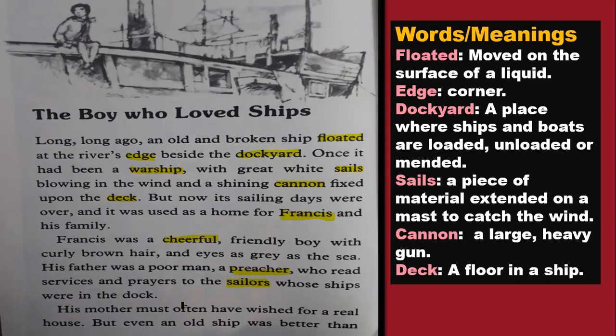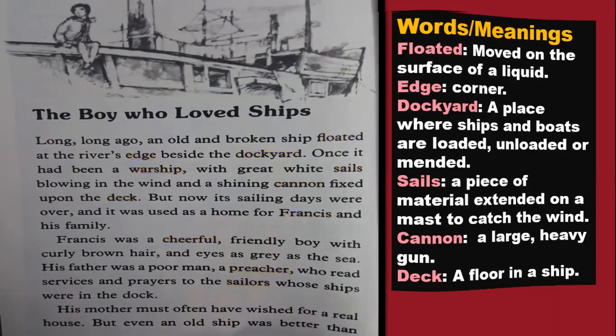So his mother must often have wished for a real house, but even an old ship was better. So basically, you can believe that his mother would have definitely wanted a proper house, but they were not rich enough to afford a proper house. So they were happy with this house of theirs that was in the ship.